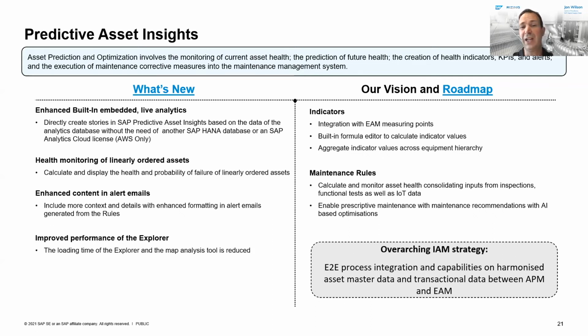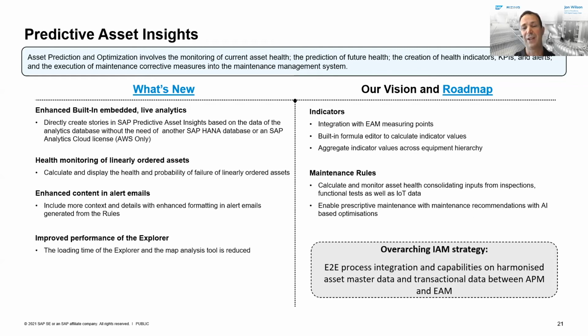So the vision here, there's a lot of integration that was kind of missing in some of the early releases. So we had measuring points in ERP, we had indicators in predictive maintenance, and now in predictive asset insights, but those two aren't linked together. And so we want to harmonize that, link that back together, include the ability to more easily calculate additional indicators. So use maybe multiple inputs and other formulas to be able to derive and calculate indicator values, and then of course aggregate those across your whole hierarchy as well.